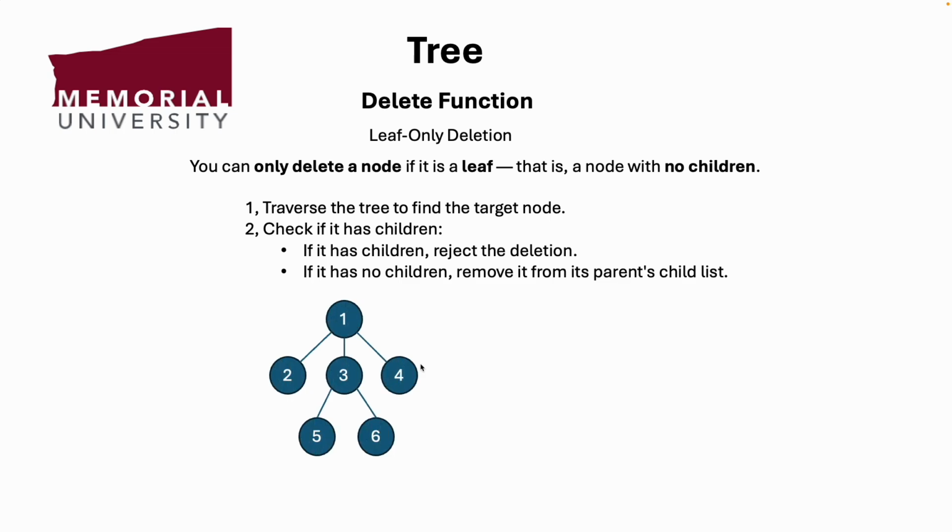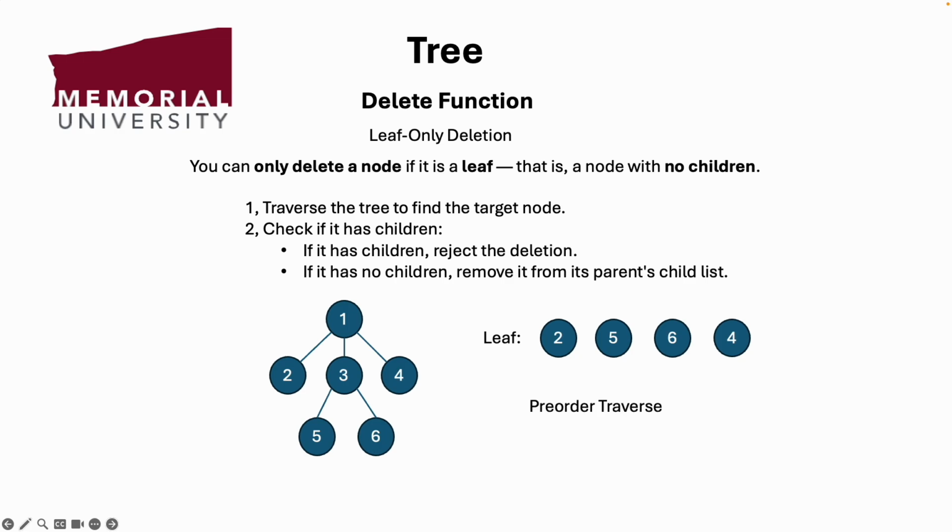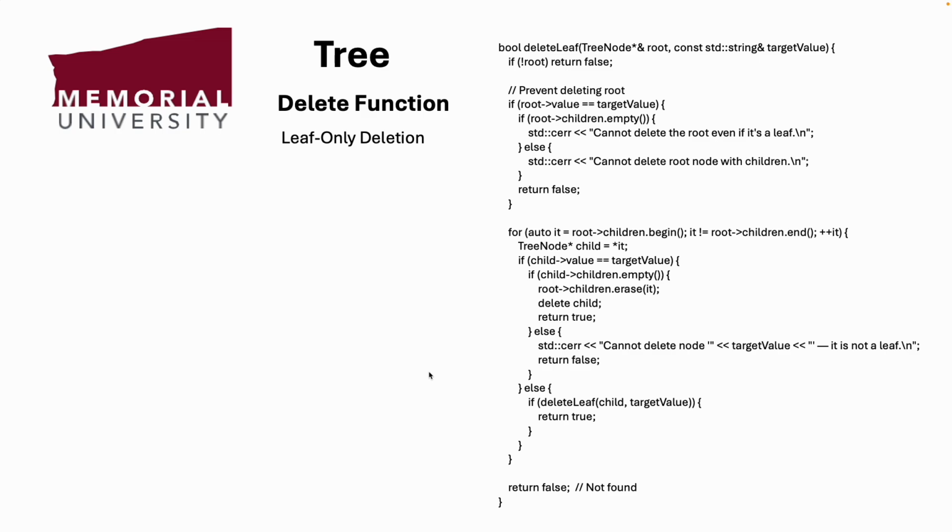For example, same tree. The leaf nodes are 2, 5, 6, 4 because they don't have children. So in this case, we're using pre-order traversal to process the deletion. Here's a function you guys can review after.